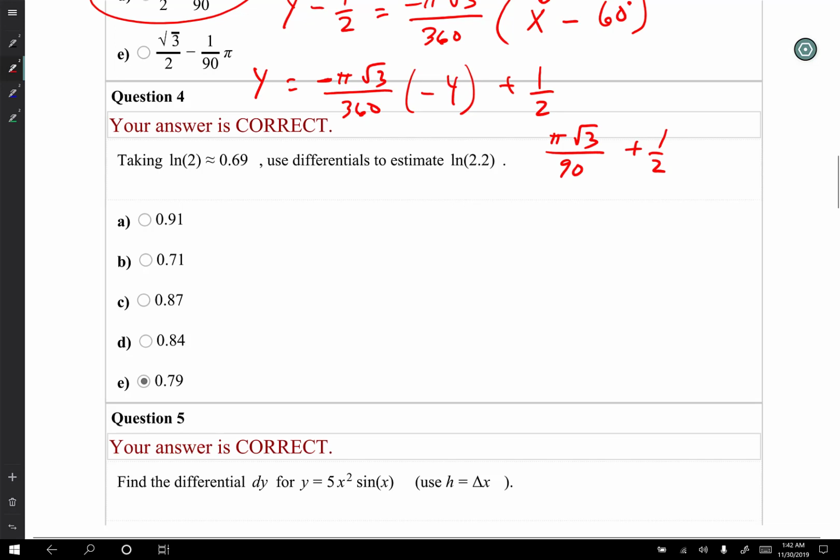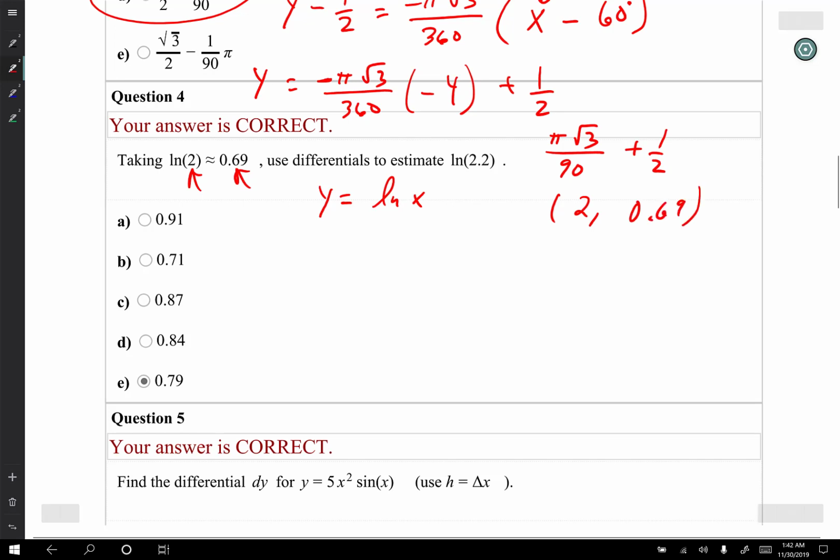Taking ln of 2 equals approximately 0.69. Use differentials to estimate ln of 2.2. So they're already giving me pretty much what I want, guys. I'm going to use y equals ln of x. So they're pretty much already telling me my x value is 2 and my y value is 0.69. So there it is, 2 comma 0.69. I might need a calculator. So far I haven't had to use one yet.